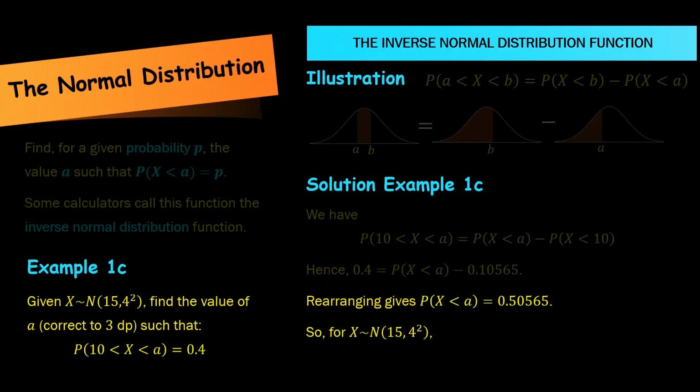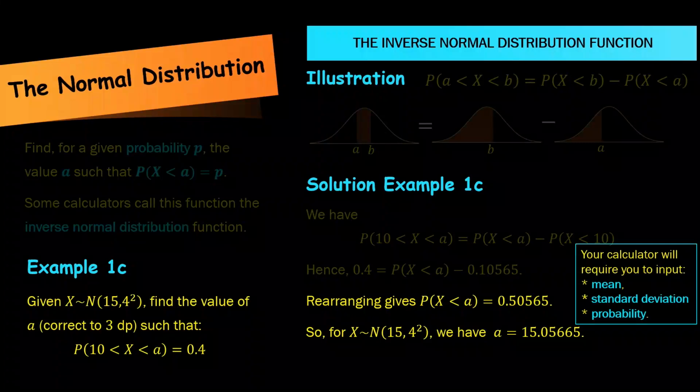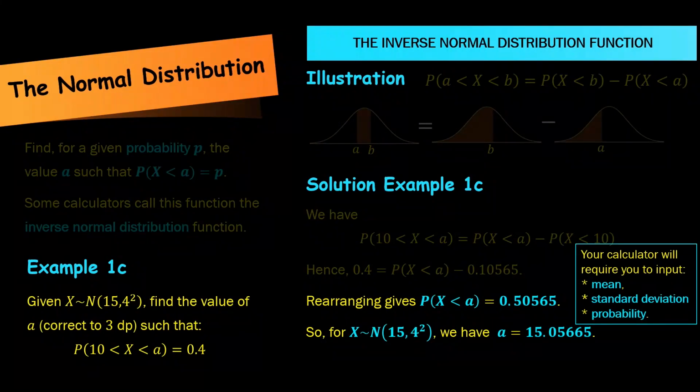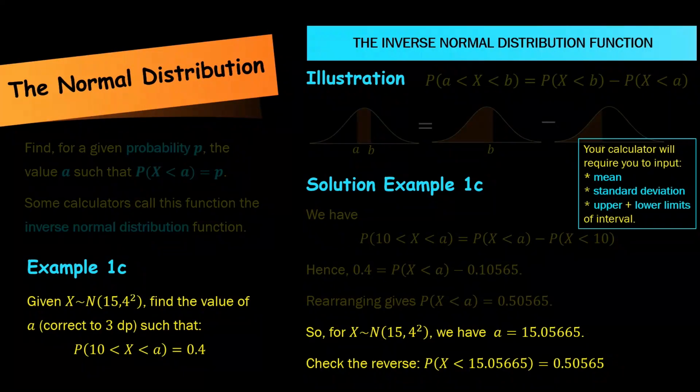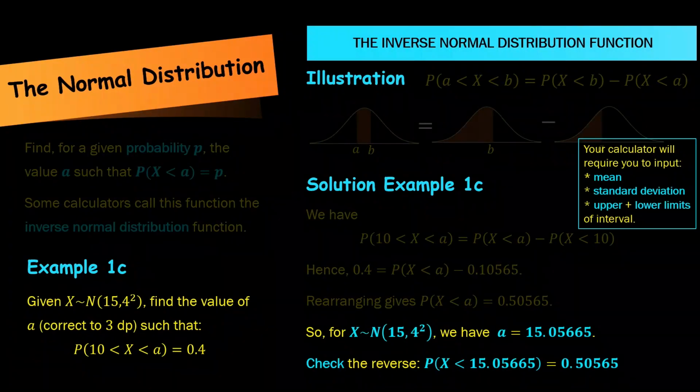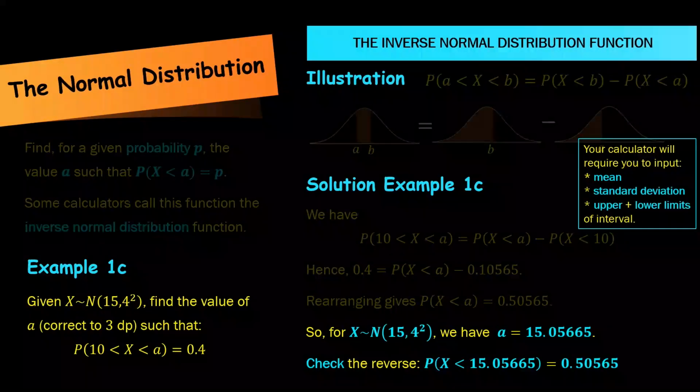And for x distributed normally with mean 15 and variance 4 squared, we have that A equals 15.05665. And again, our calculator will require us to input the mean, the standard deviation, and the probability in order to obtain this. We can again, as before, check the reverse. The probability that x is less than 15.05665 is indeed equal to 0.50565.